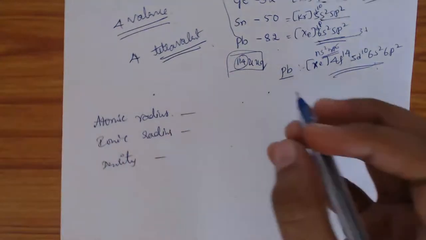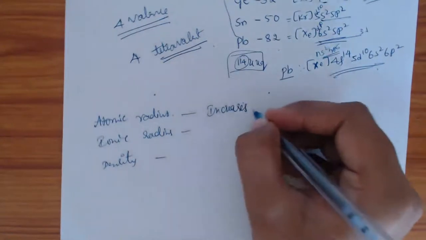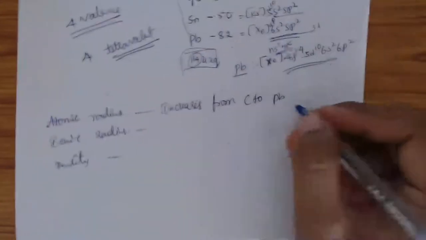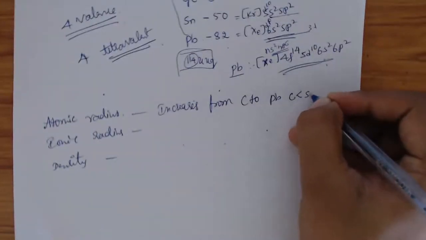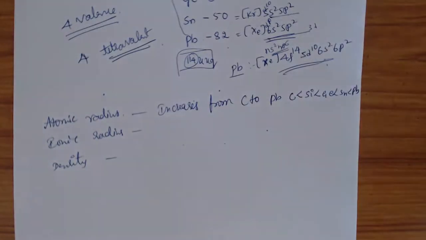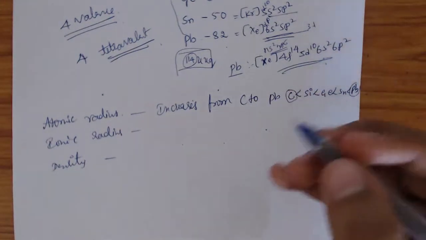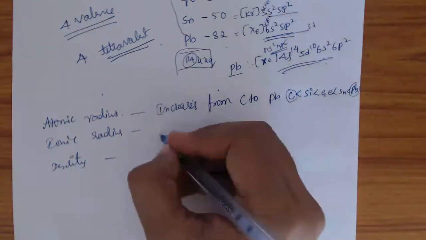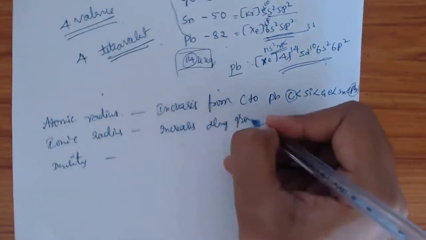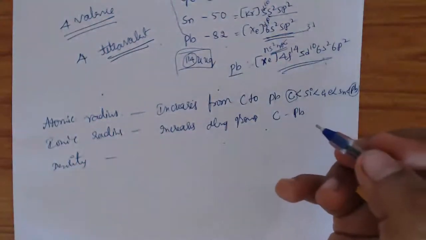So students, as we know, atomic radius along the group increases from carbon to lead. The trend follows: carbon is less than silicon, less than germanium, less than tin, less than lead. So this is least in size, this is greater in size. If we come to ionic radius, that is also the same, it increases gradually along the group from carbon to lead.